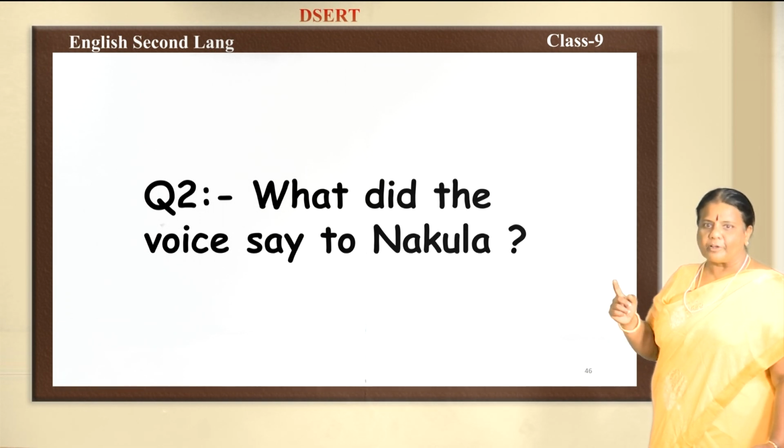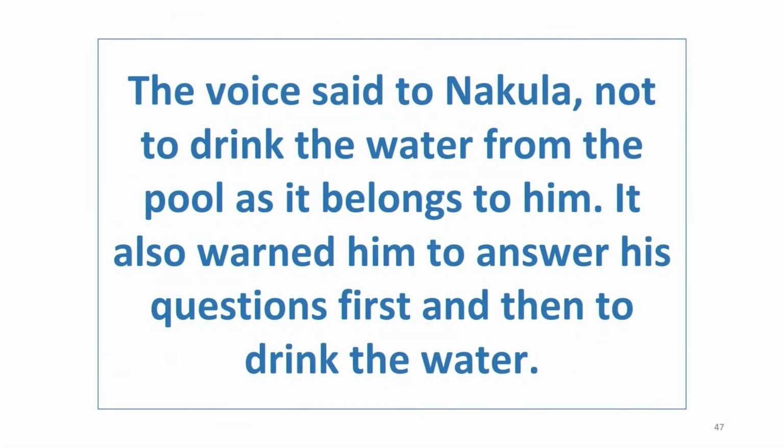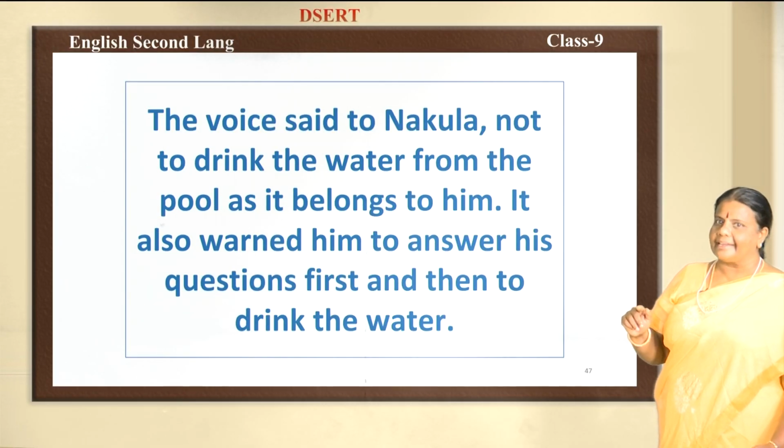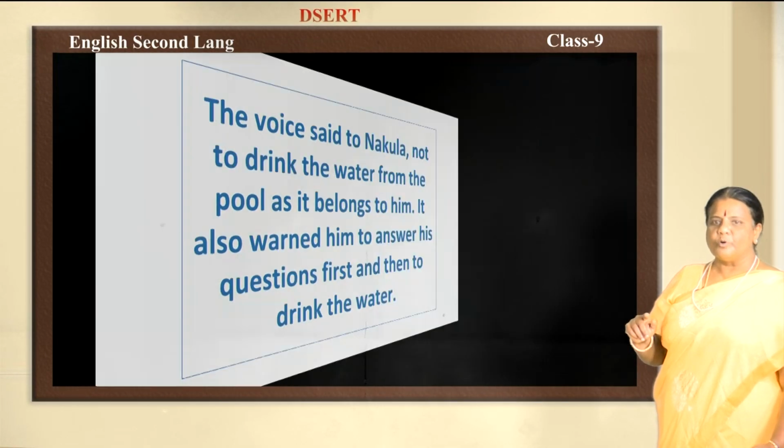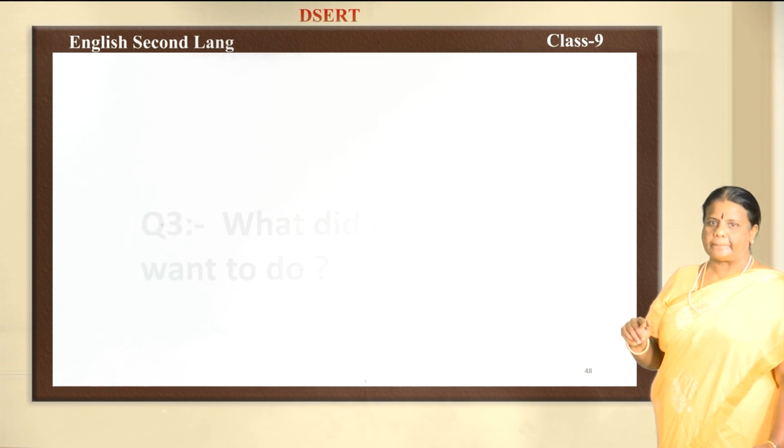What is the answer for this? What did the voice say to Nakula? Yes, the answer is, check it up with what you have written. The voice said to Nakula not to drink the water from the pool as it belongs to him. It also warned him to answer his questions first and then to drink the water. Did you check up, children? Is the answer correct? Okay. Now let us move on to the third question.